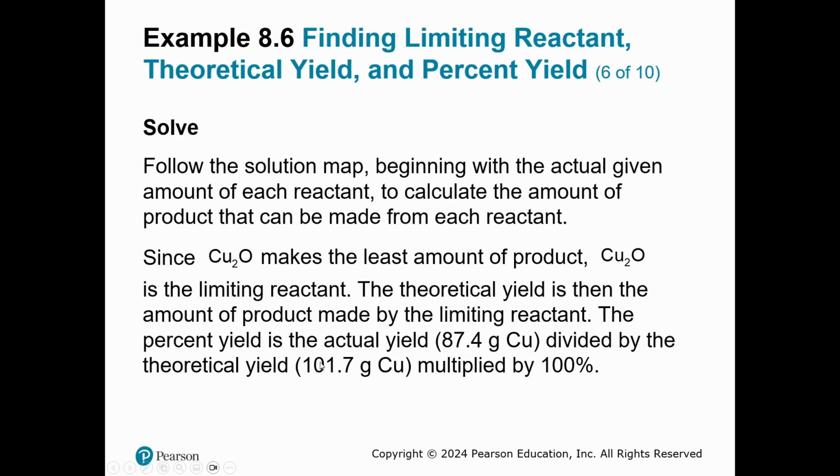So we would take 87.4 grams of copper and divide it by 101.7. Then you can multiply by 100% to put it into the percentage format, or you can just leave it in the decimal format. It's totally up to you. Obviously, calculations have to be done with a decimal. You can't do calculations with a percentage.